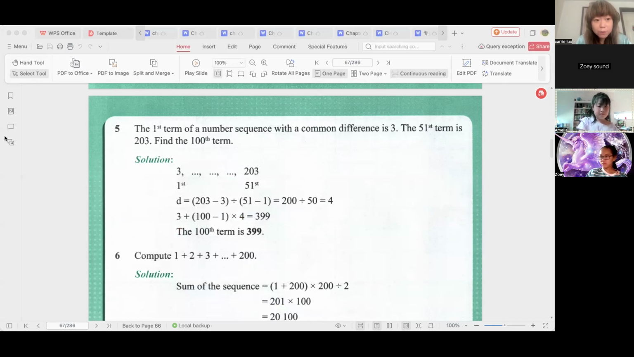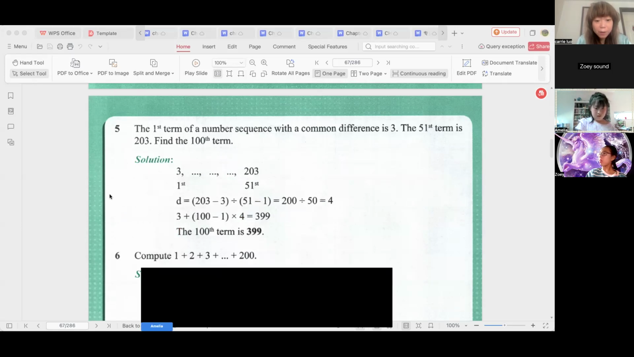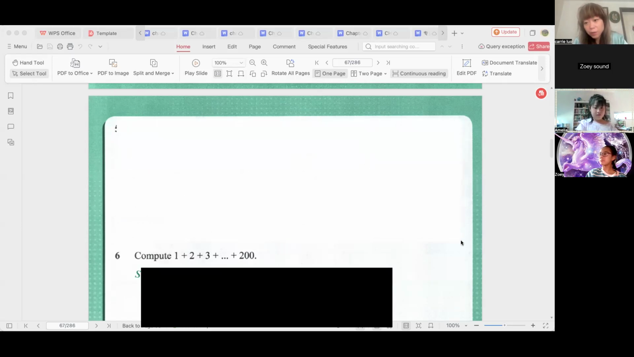Compute 1 plus 2 plus 3 plus all the way to 200. Okay, your turn. Think about it. The last formula I taught you earlier.